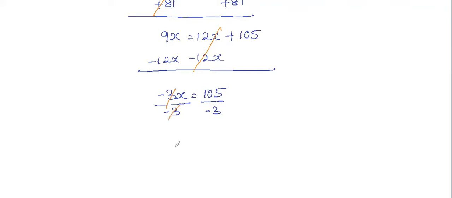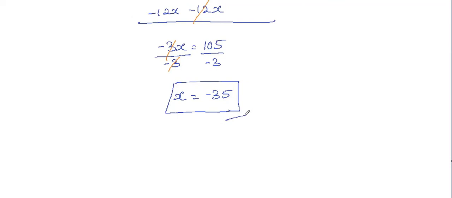So if you divide 105 by minus 3, we'll get minus 35. So the value of x is minus 35. I hope you understand this question.